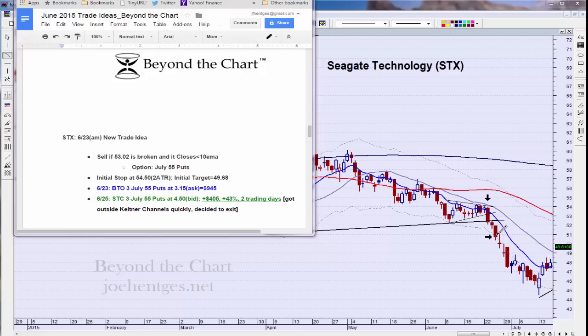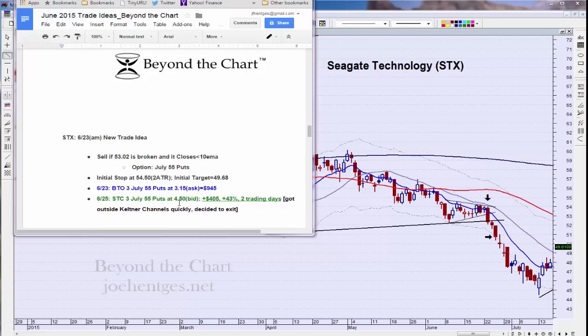Now, this came down and within 2 days got a close right here outside the Keltner channels. The dotted lines are my Keltner channels that I've got on here. So we got a close out there and I said, okay, got it nice and quick. It's outside the Keltner channels. I'm going to go ahead and grab it.